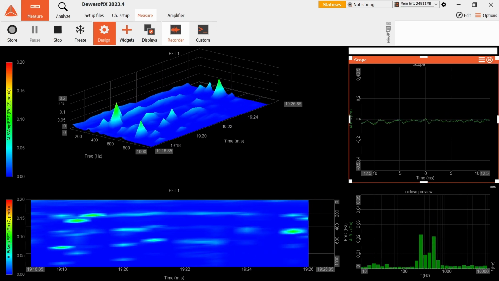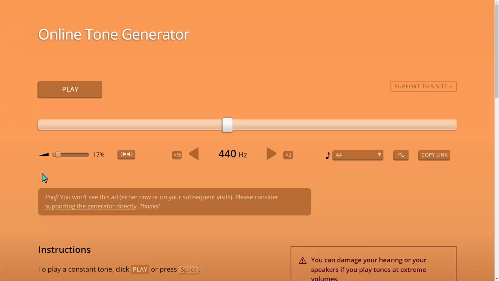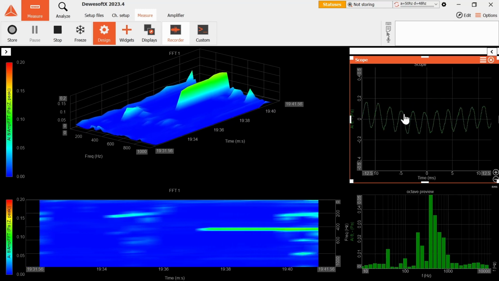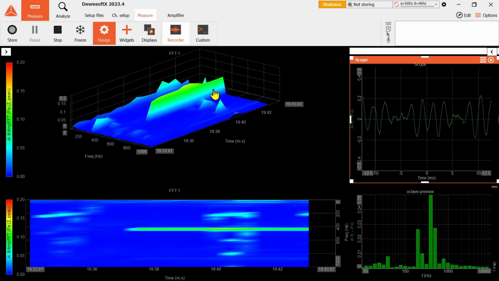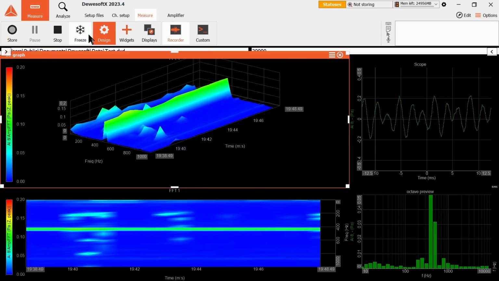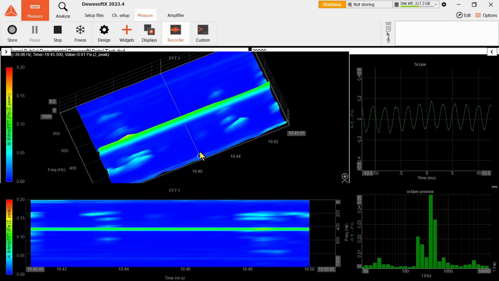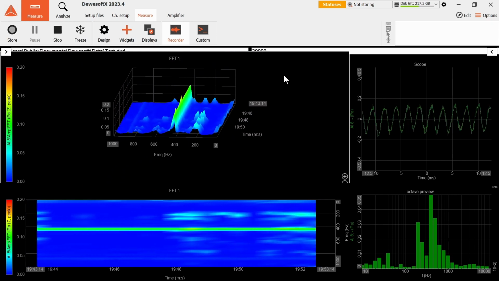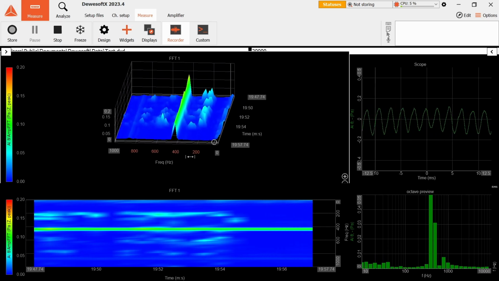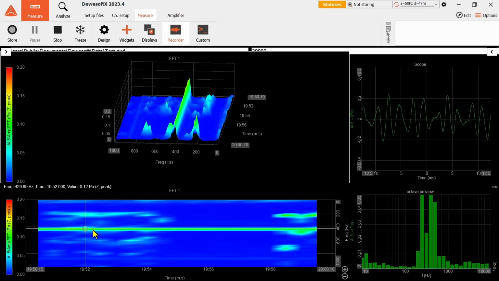So if we make a sound, we see that it is a sine wave, which is very close. In the 3D graph, we can see that it's basically a single line, except when I start talking. And we see the same thing on the 2D graph.